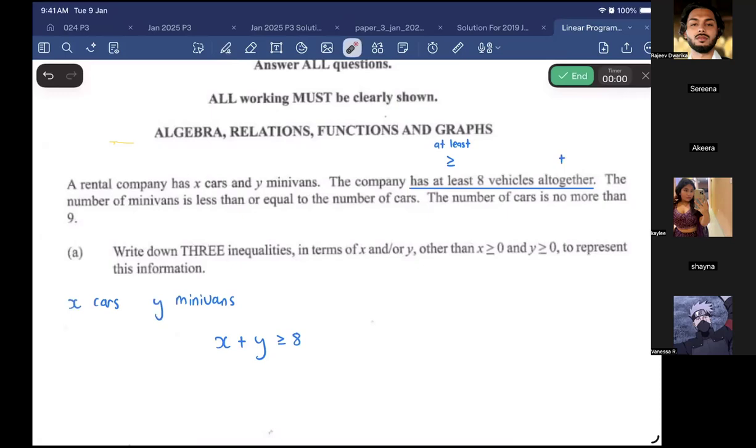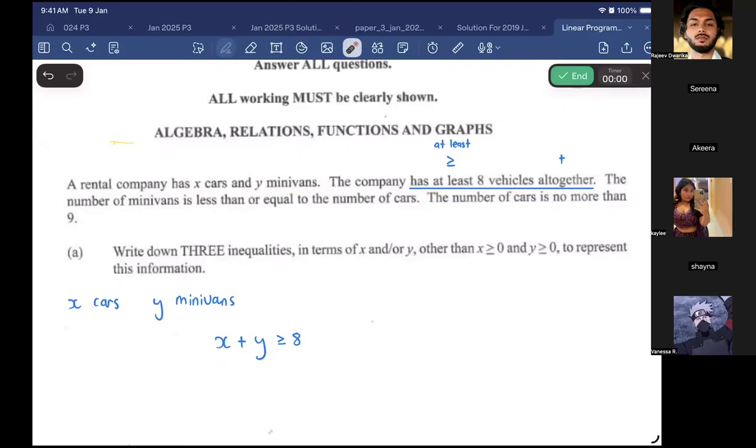So try to understand what happened there, right, Vanessa? We said it has at least 8 vehicles altogether. So I would have to add up the number of cars and the number of minivans, right? And it must be more than or equal to 8. You understand? Mm-hmm. Right. So at least means more than or equal to.